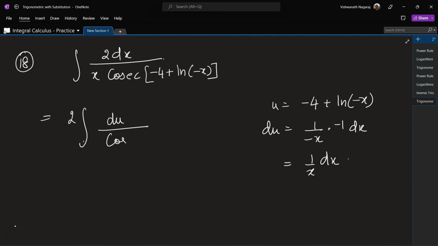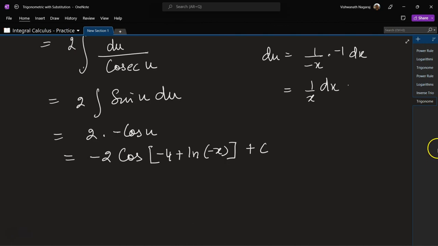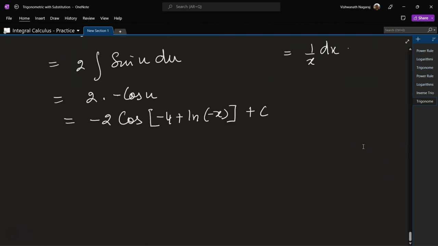So du by cosec of u, which is equal to sin u, and if we integrate sin u we get minus cos u, and reverse substitution will give us minus 2 cos of minus 4 plus natural log of minus x plus c. So that is the result. So that is trigonometric integration with substitution. That's it. Bye.